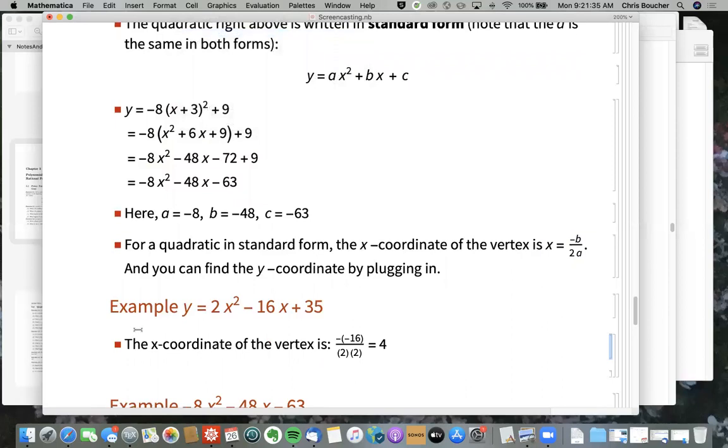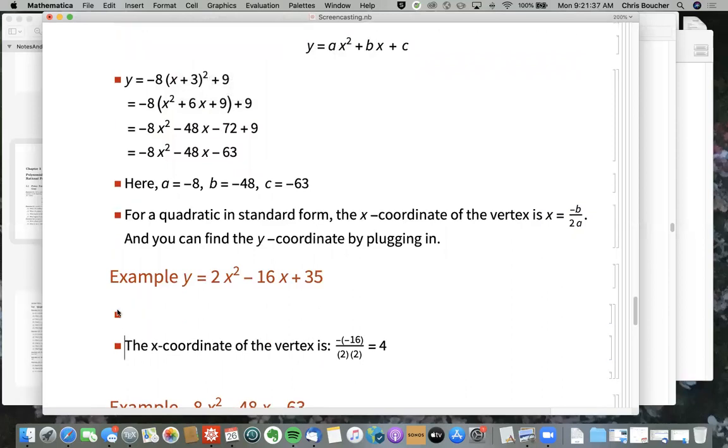The x-coordinate, so first, before we get to this, let's identify the coefficients. a equals 2, b equals negative 16, c equals 35. All right, so to get the x-coordinate of the vertex, I just use this formula, negative b over 2a. So that's negative negative 16, that's the negative b, and then 2a is 2 times 2. So that comes out to be 16 over 4, which is 4. This is the x-coordinate of the vertex.